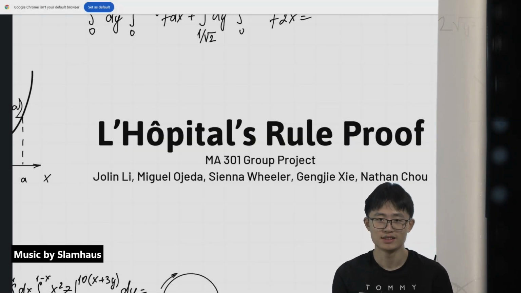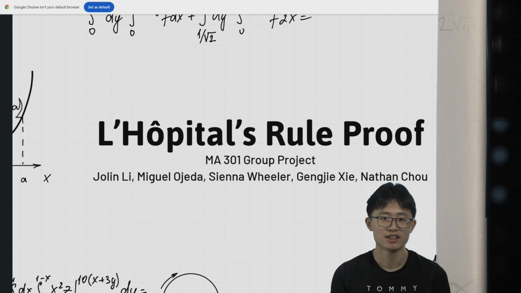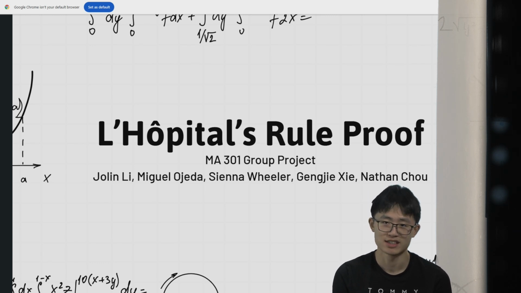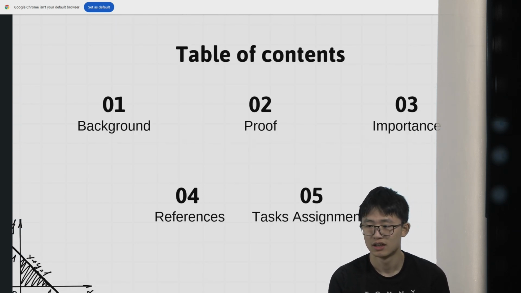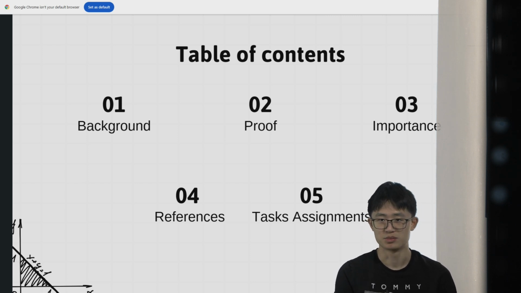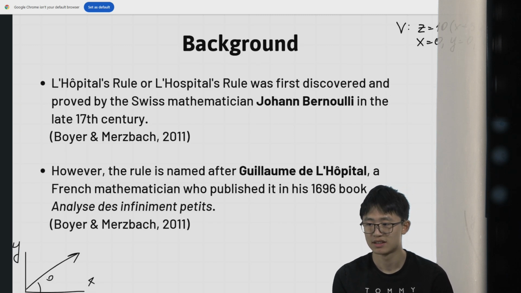Our group, Jolene, Miguel, Sienna, Genji, and me, are going to be presenting on L'Hopital's rule proof. Okay, so here is the table of contents. First, we'll go over the background, then the proof, the importance, references, and then the task assignments.